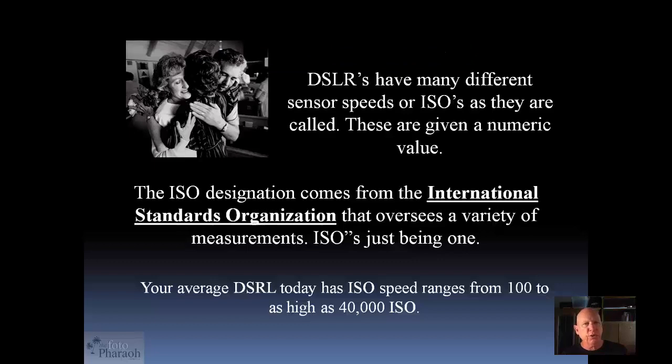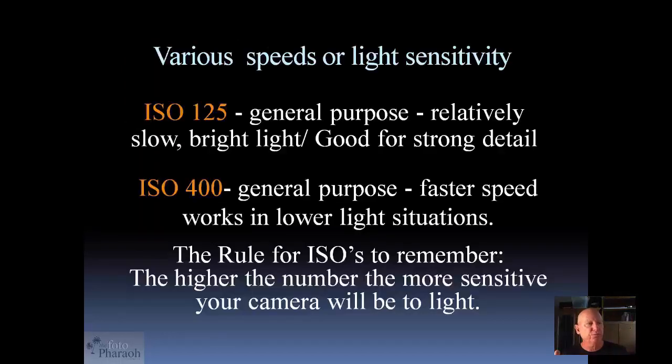So, DSLRs have many different camera speeds. Even the lower end cameras, some of your phones have different ISOs you can set, or you can buy an app for it. These are numeric values given to sensitivity to the sensor. The ISO, the designation, comes from International Standards Organization, which oversees a variety of different measurements, not just ISO. ISO happens to be one of them. Your average DSLR will have ISO speeds or sensitivities from ranges of 100 to some as high as 40,000 ISO.